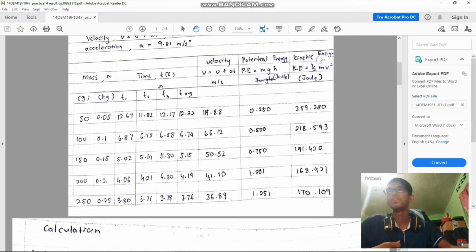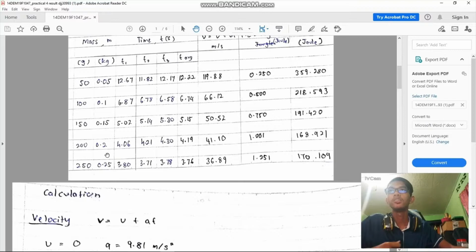And from the laboratory that we did, we get the time, 3 times we try, and then once we got all the times, we find the average by adding all these 3 and dividing by 3, and we got 12.22 for 50 gram, 6.74 second for 100 gram, 5.15 for 150 gram, 4.19 for 200 gram, 3.76 for 250 gram.